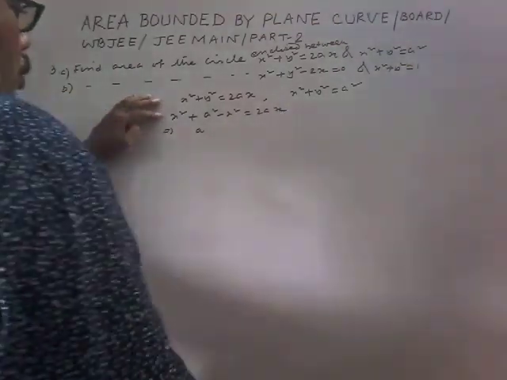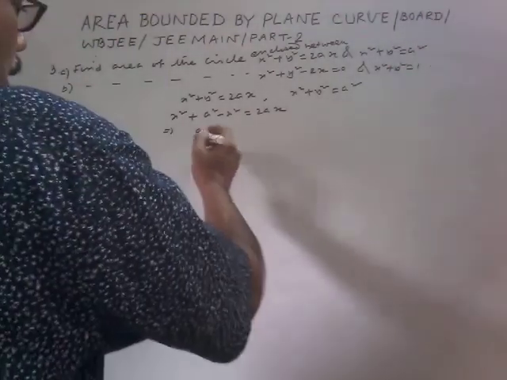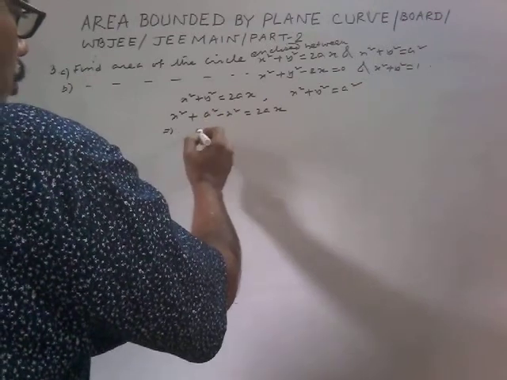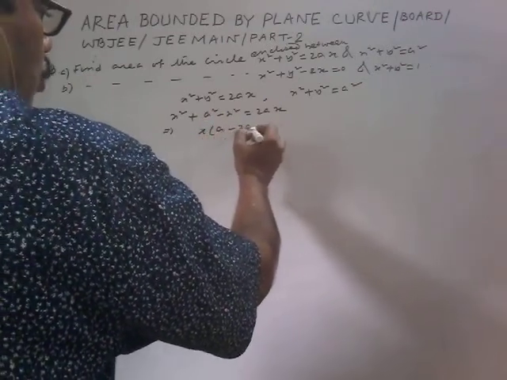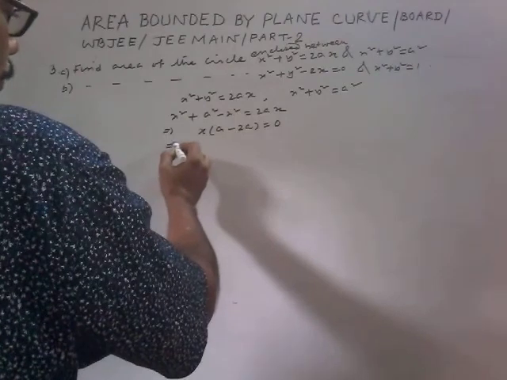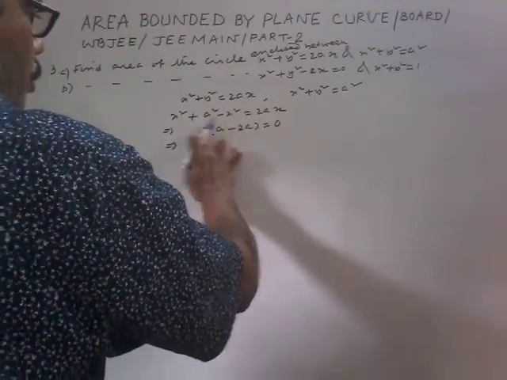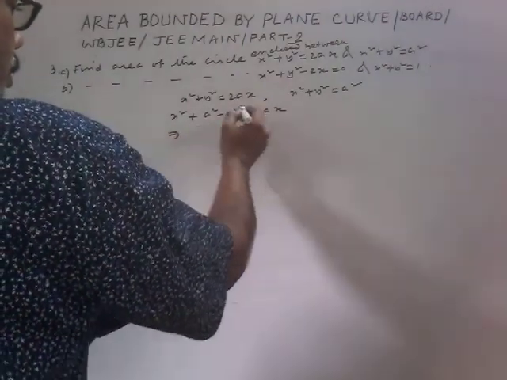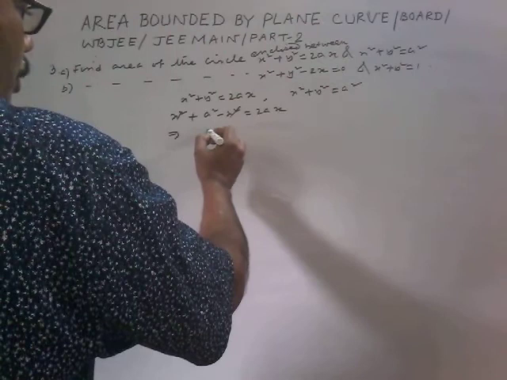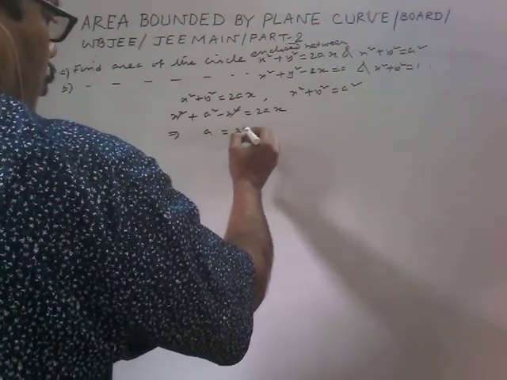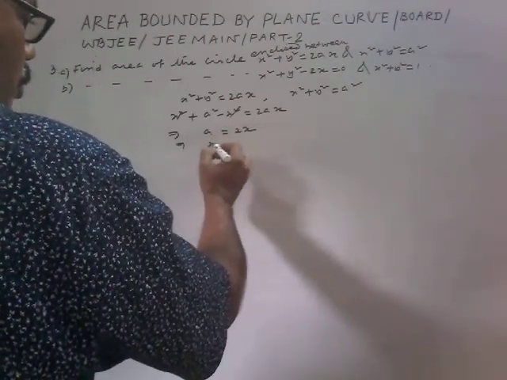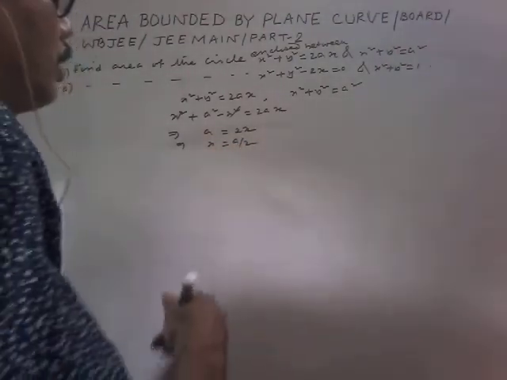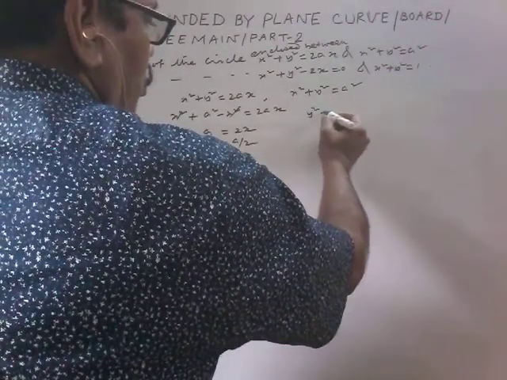And this one is 2ax. So x square cancels, x common. a minus 2a equals 0. So a cancels, x cancels, so a equals 2x, so x equals a by 2. Now if x equals a by 2, so what is y square?